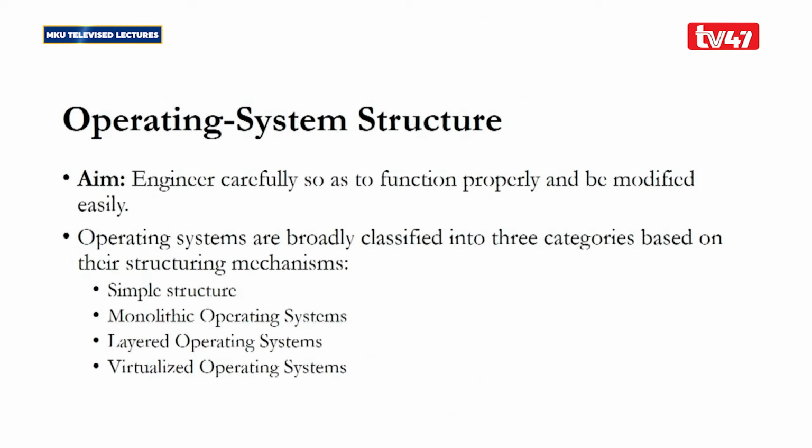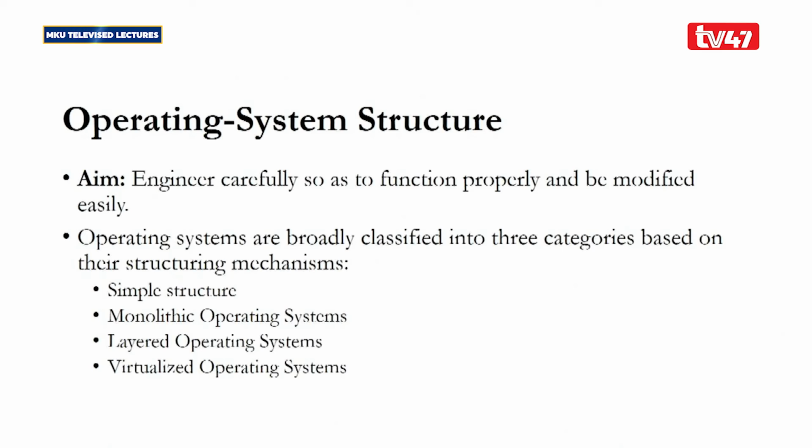What are some of the operating system structures that we have? The aim of an operating system structure is to engineer it carefully so as to function properly and to be modified easily. So the way the operating system is laid out or structured is very key to ensure that it is functioning properly and it can easily be modified.